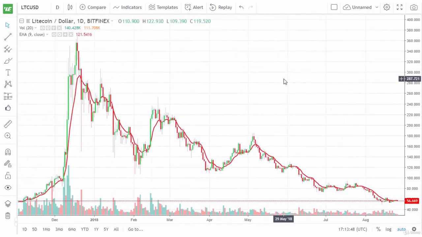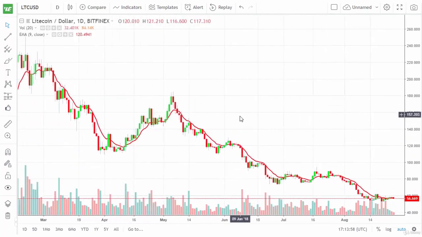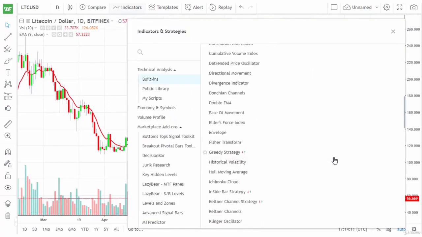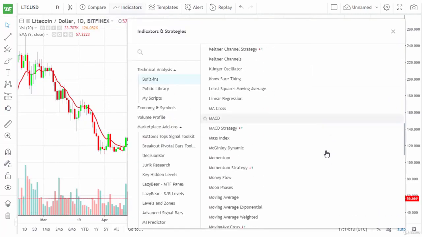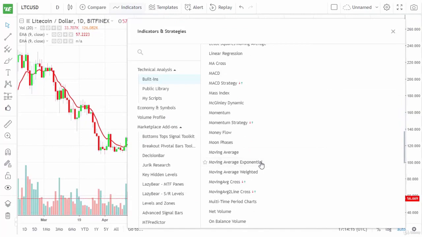When you zoom way out, you can see that there was an extraordinarily strong uptrend in the bubble top. And you can see that we rallied, we changed, and then fell. Now, some people will simply look at a moving average and say, okay, I'm only trading in that direction. Now, there are other moving averages, obviously, that you can use. So let's go ahead and add another one. Let's go ahead and add a moving average exponential.